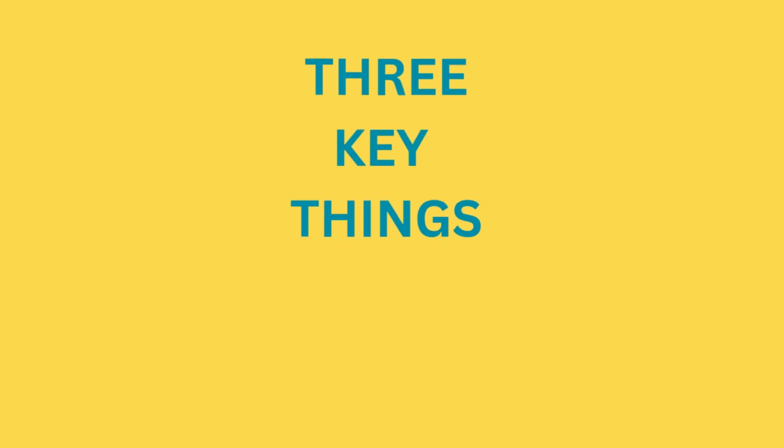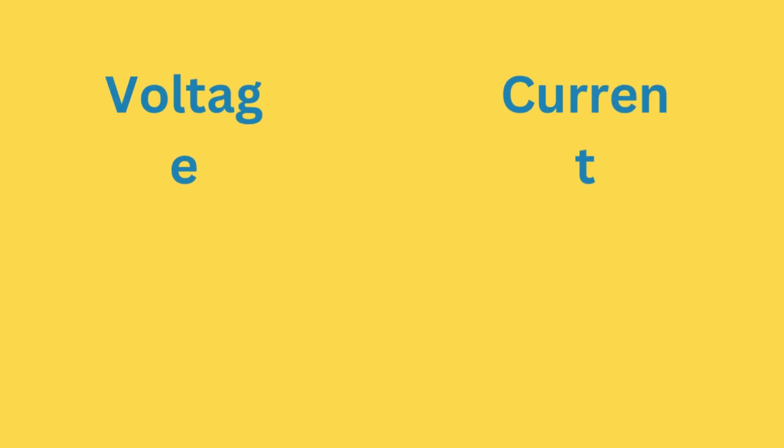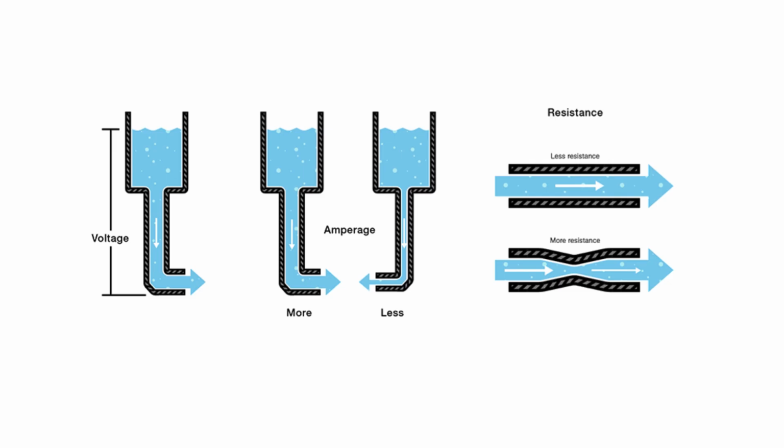In any circuit, three key things determine how electricity behaves: voltage, current, and resistance. Think of electricity like water in a pipe. Voltage is the pressure that pushes the water, or in this case, the electrons. Current is the flow, how many electrons are moving. Resistance is like the narrowness of the pipe. It slows the flow down.